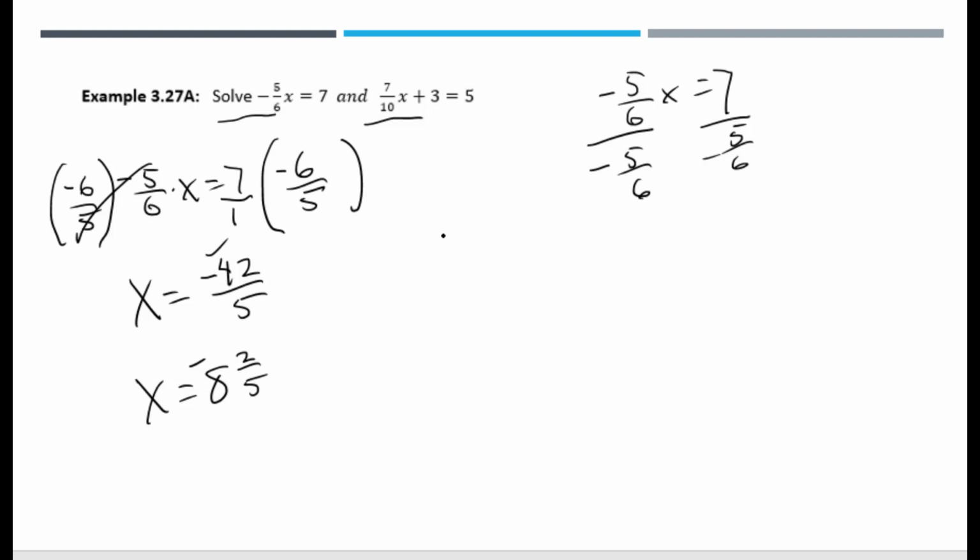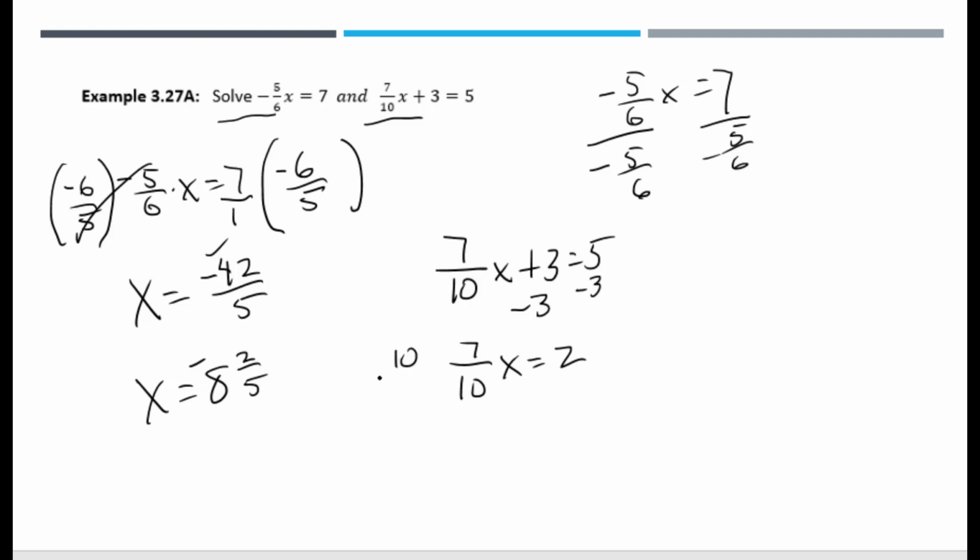So now let's do this one. I have 7/10 x plus 3 equals 5. Now I could immediately multiply both sides by 10/7. That's the reciprocal of 7/10, but then I'd have to multiply both of these terms by 10/7. I don't want to really have to do that. It's easier to subtract the 3 first. Then I get 7/10 times x equals 2.